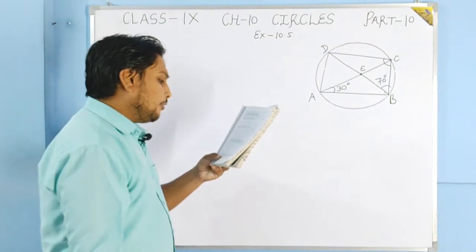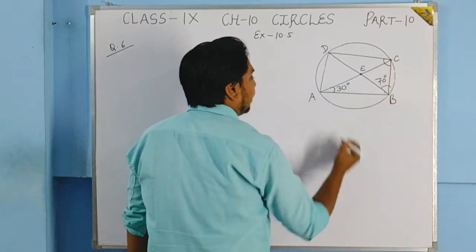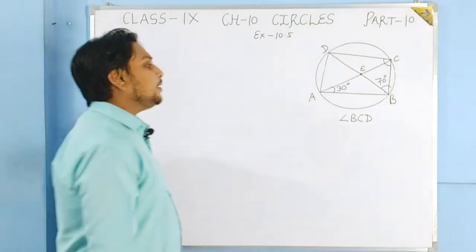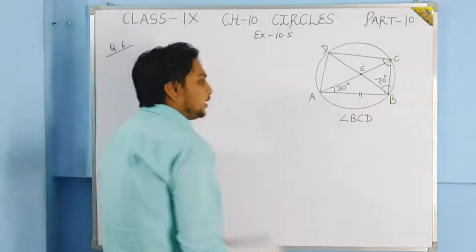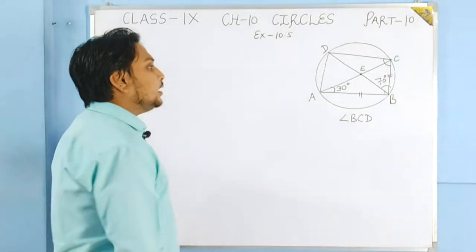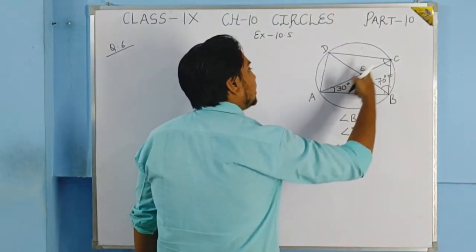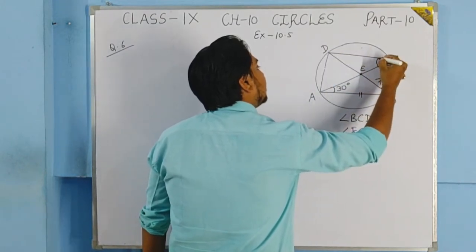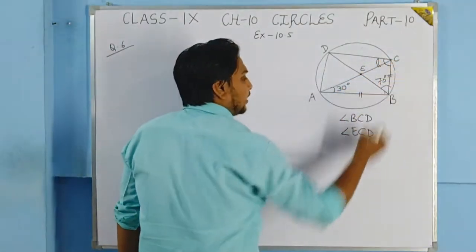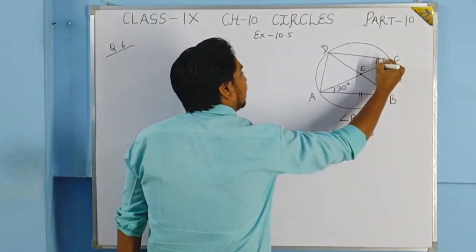After finding angle BCD, the condition is given: if AB is equal to BC, then you have to find angle ECD also. Where is angle ECD? ECD means this angle. So the first time you have to find this whole angle C, and the other time, if AB is equal to BC, then you have to find this angle.